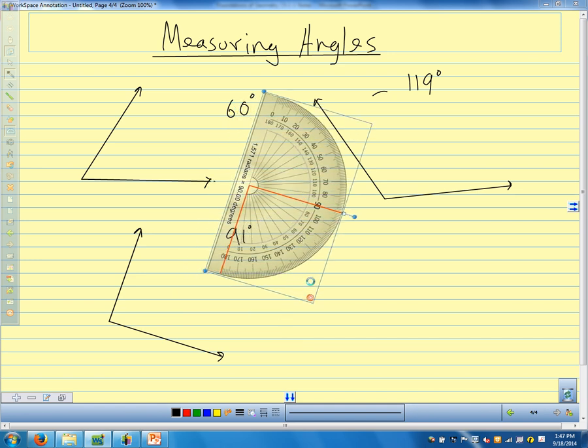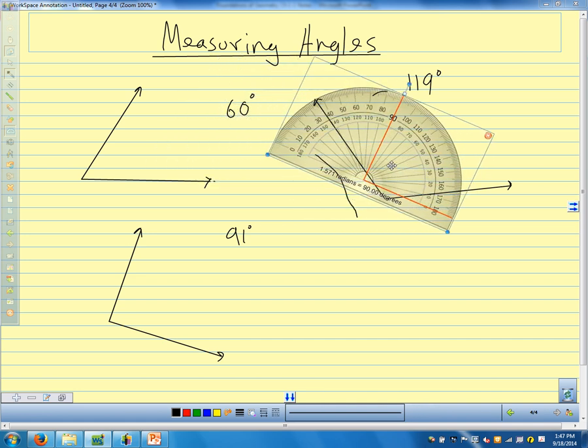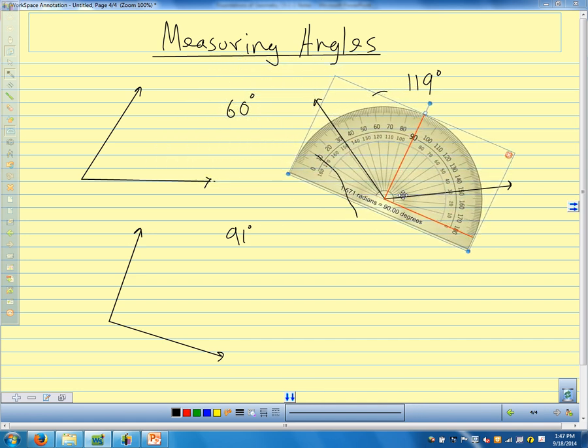Sometimes they'll give you problems in the book where they lay the protractor on like so, and they want you to figure out how big the angle is. What would I do if you had the protractor set up like this? Find the angle: subtract the smaller one from the bigger one. I go over here and this is about 149, and this is about 30. So 149 minus 30.